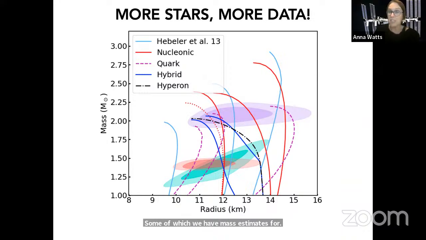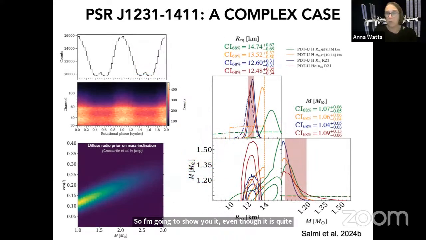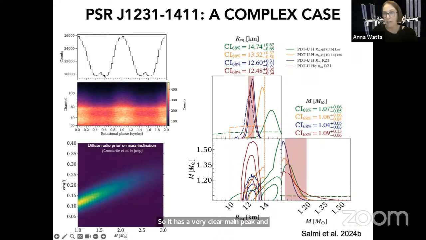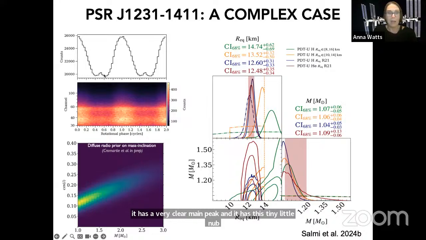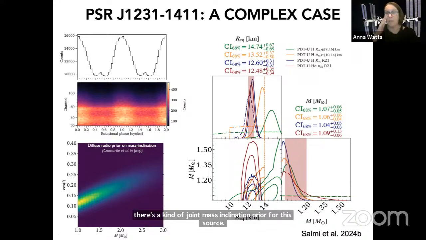And in fact, we have actually done another one and published it, but this one is weird. So I'm going to show you it, even though it is quite weird. We've called it a complex case in the paper title. This is the pulse profile. It has a very clear main peak, and this tiny little nub of a second peak, and we think that is why it's so difficult to model. It is in a binary, and there is a mass estimate for it from radio timing. There's a joint mass inclination prior for this source, but it's not a nice tight mass estimate, but we'll still take the information that we have.